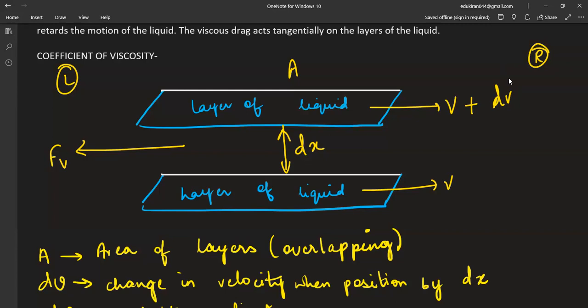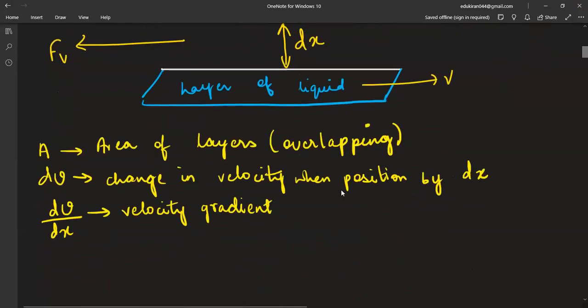So velocity, area, separation, viscous force. All right. And see, all the layers are overlapping, so area is the same. dv is the change in velocity when positioned by dx. dv over dx becomes the velocity gradient.